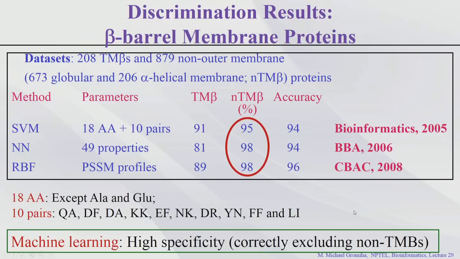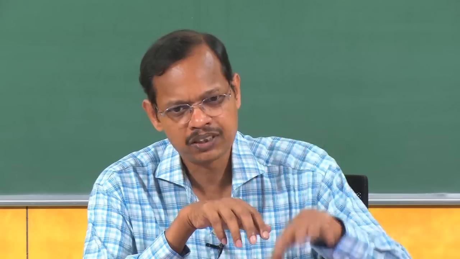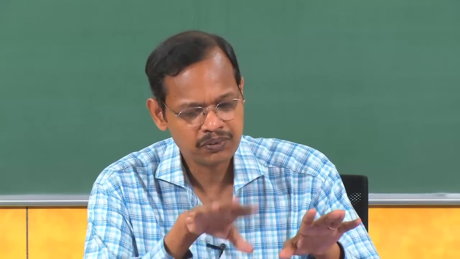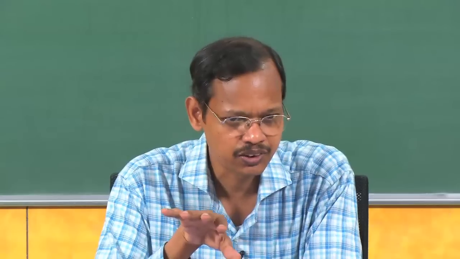On the other hand, if you use machine learning techniques on the same data set, it is biased toward these negatives. Here 18 means the 8 amino acids excluding these two, 10 pairs which are given in these pairs. For the statistical methods, the specificity is less, and here you can see the specificity is high, excluding non-TMS. So from this you can see that whether you use machine learning or statistical methods, the statistical methods predict the positives correctly, and machine learning excludes the negatives correctly.